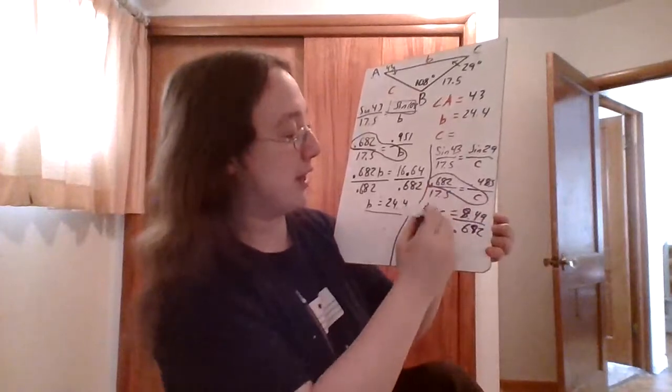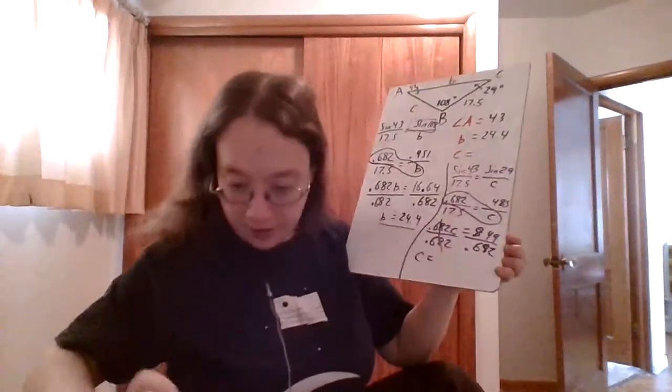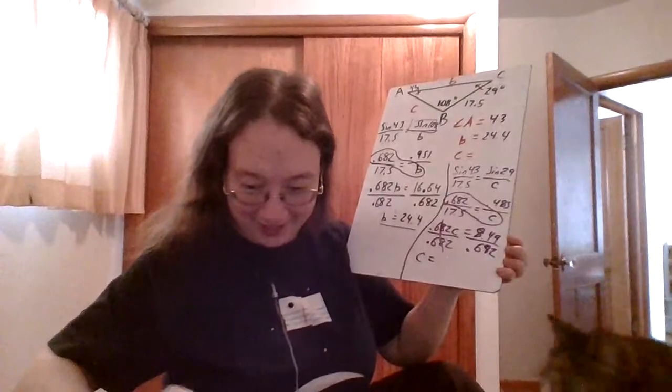Dividing by that, so you've got C is about, oh, here goes my cat. Okay, Mirage, you're going to have to move. I'm almost done with this one. Almost done, kitty.